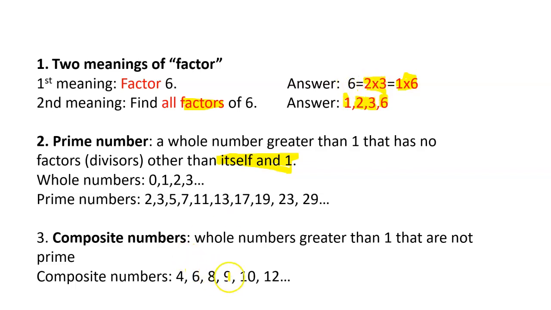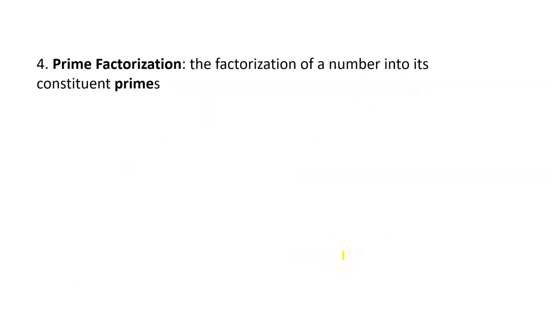Same for 8 and 9. 8 we can break down as 2 times 2 times 2, and 9 can be broken down as 3 and 3, and so on. All right, so that's the definition of prime numbers. Now we can talk about something called prime factorization.